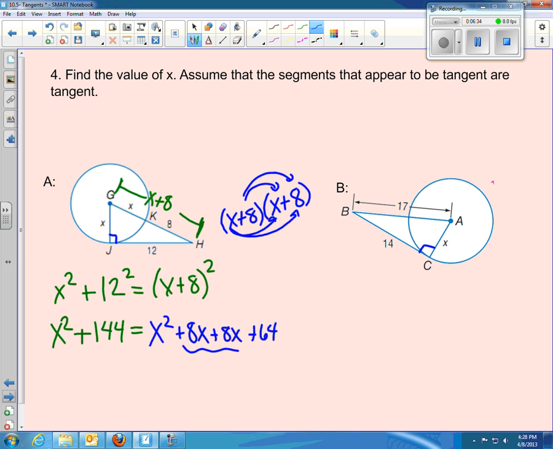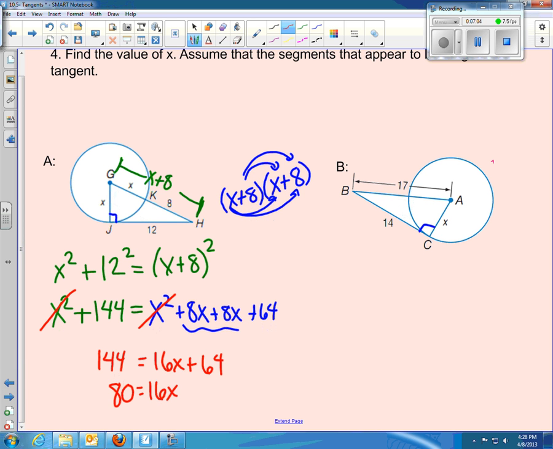If I look here, I do have a couple like terms, so I might as well go ahead and think about combining those. I see I have an x squared on both sides, so that's actually going to cancel out when I have one on each side. So we have our 144. Now remember we talked about combining our x terms, plus our 64. And here we want to just solve for x. So minus over our 64, and we get 80 equals 16x. And we are solving for x in this problem. 80 divided by 16, we get x equals 5. So when we solve for x, we know that this is tangent because it told us.